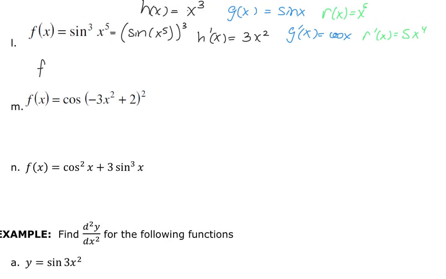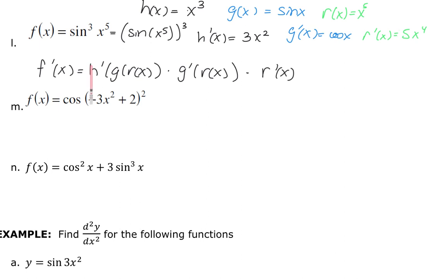All right, so f prime of x is going to be h prime of g of r of x. Then it would be multiplied by g prime of r of x, and then it'd finally be multiplied by r prime of x. Now notice how I go: the outer function derivative, evaluated at the inner functions, the next function in derivative, evaluated at the inner functions, and then my last function, which is my most inner function derivative. What does this look like?